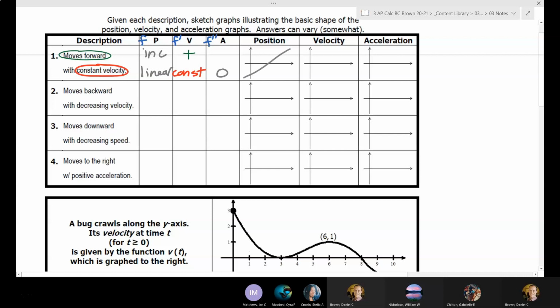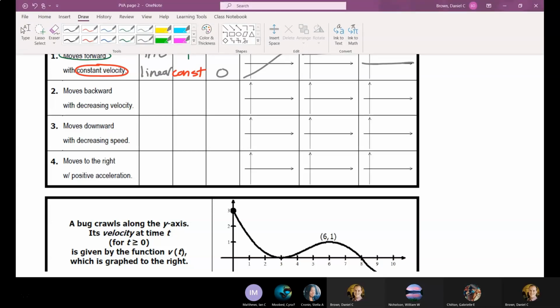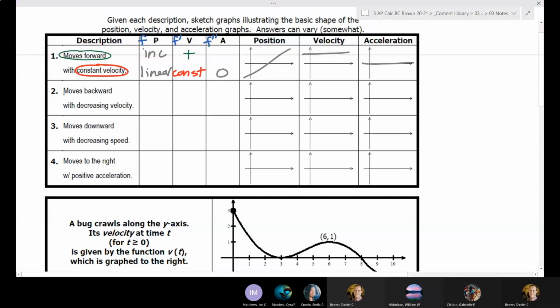That's what the position will look like. Your velocity is positive and constant, and then your acceleration is 0. So that's how I can take those two descriptions and make sense of it, both in the chart and in terms of the graph. I'm going to do the second one, then let's try 3 and 4 on your own before I just jump into it. So again, looking at this first statement, moving backwards.